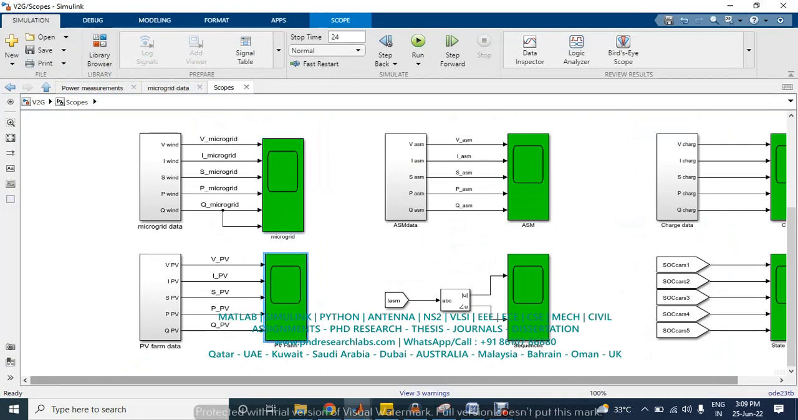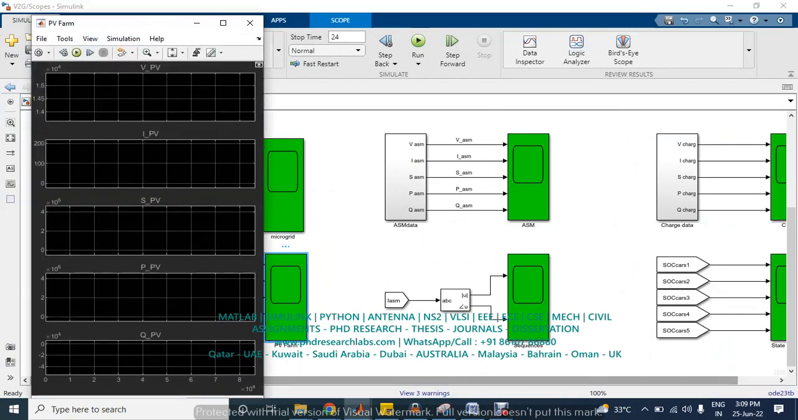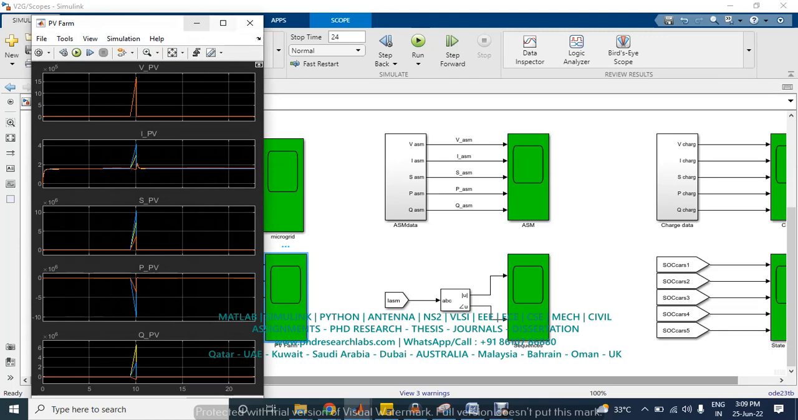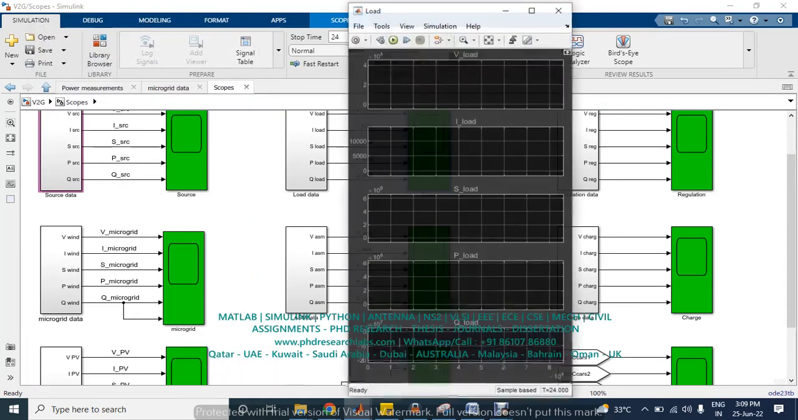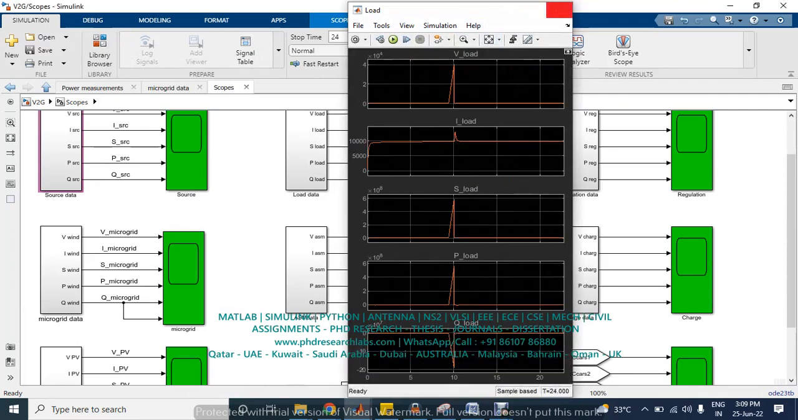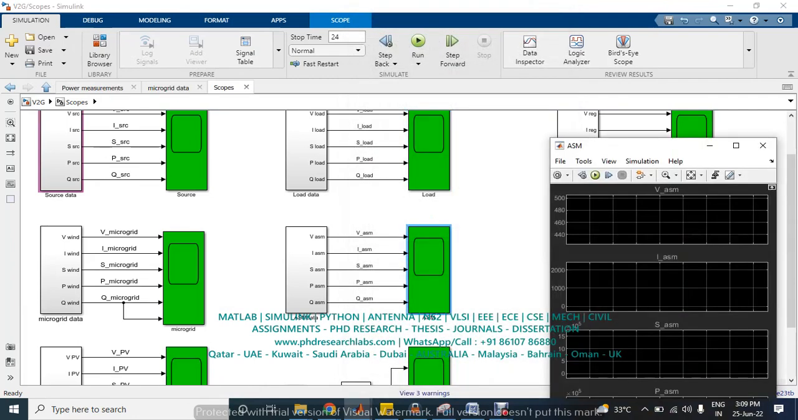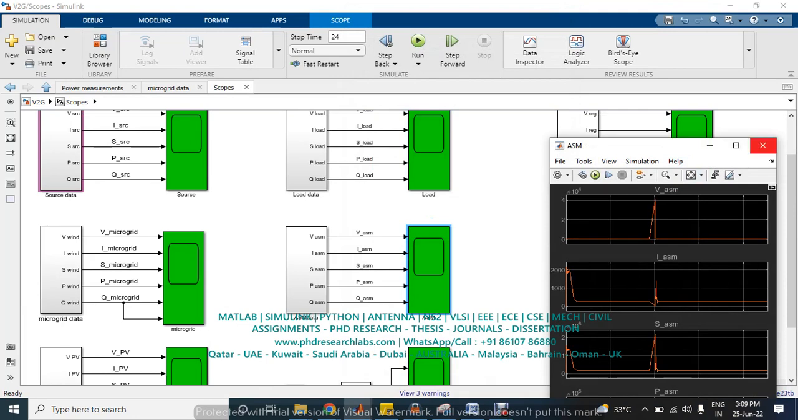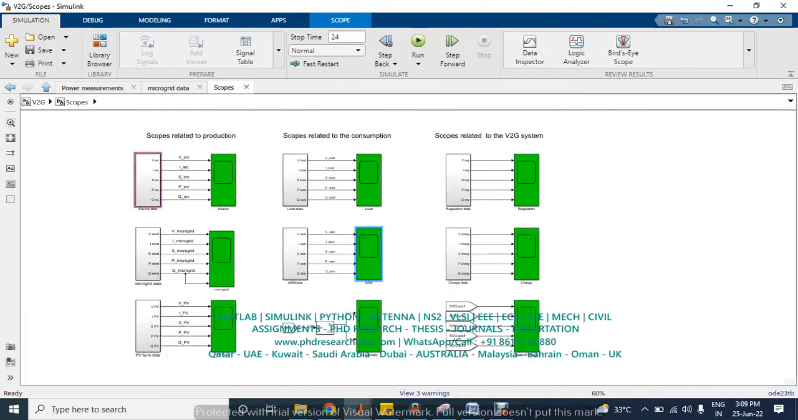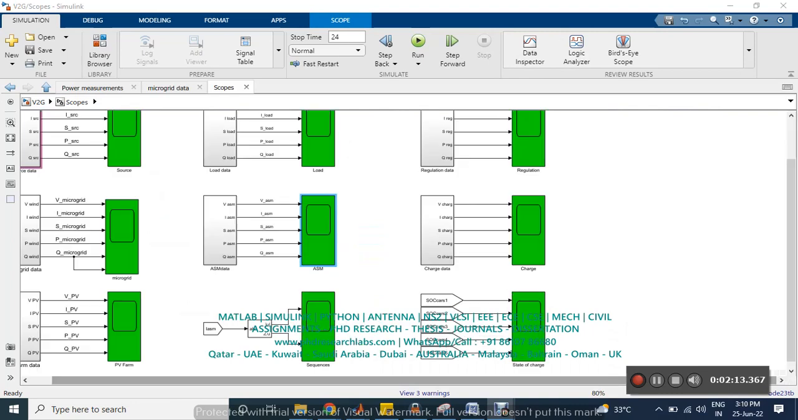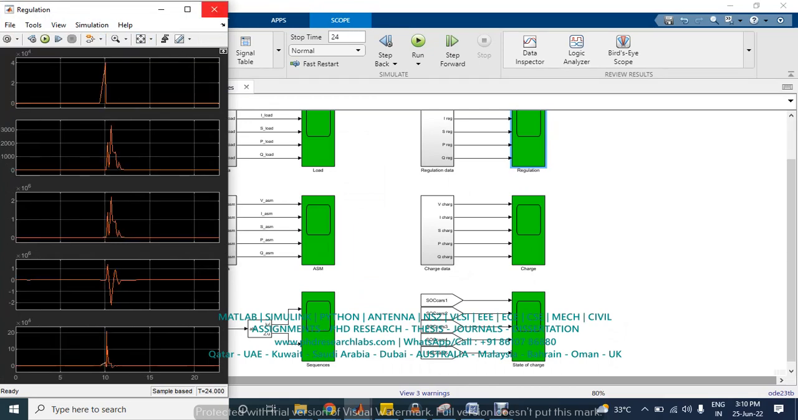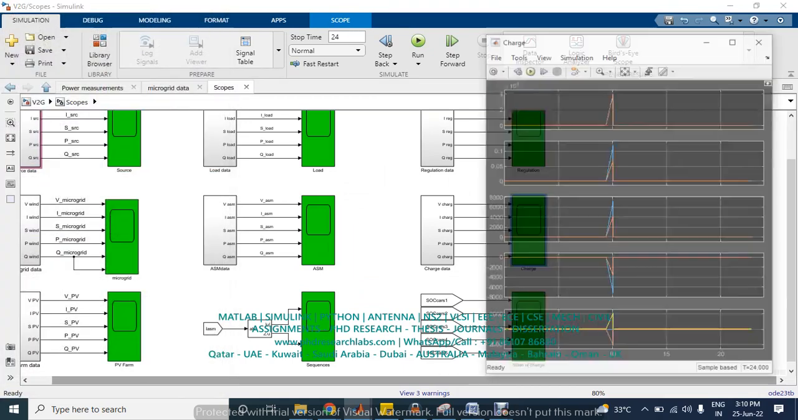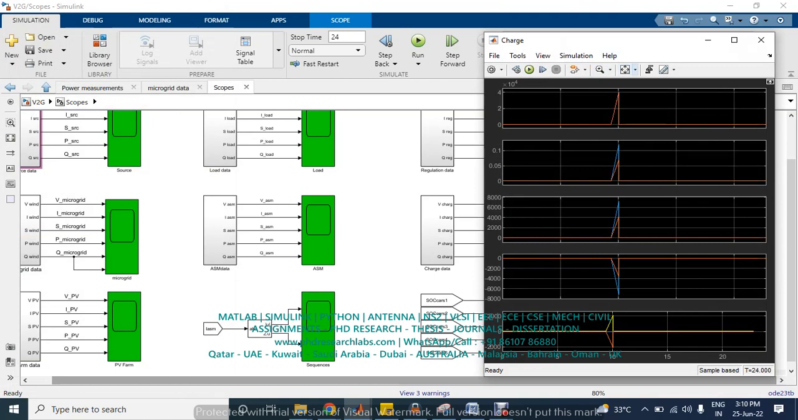And this one is for the PV farm scope, and this is the load data, and this is the residential load data, and this is the regulation, the vehicle to grid system regulation data, and this is the charge data of electric vehicles.